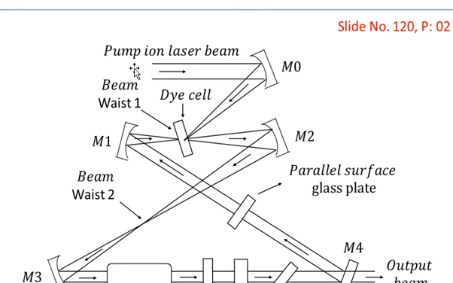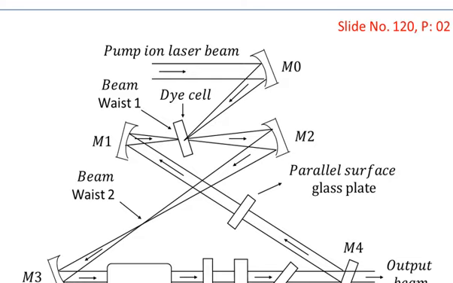This is a pump beam, which is an ion laser beam acting as a pump beam incident on M0 concave mirror, and the light is focused on a dye cell perpendicularly to the direction of a flow of the liquid through the dye cell in the form of a jet. This is forming a beam waist. The beam waist is formed at the dye cell due to the mirror 1, because the mirror 1 will focus the light at the dye cell, and the light after being focused is diverged out towards the mirror M2.